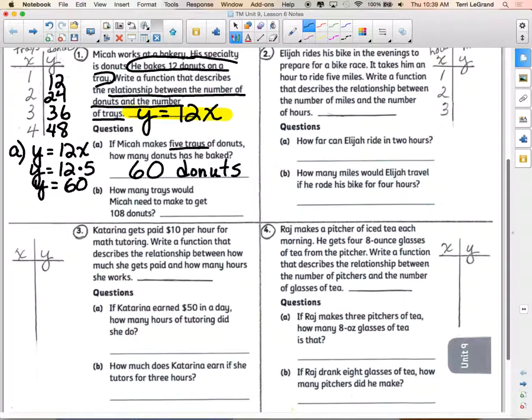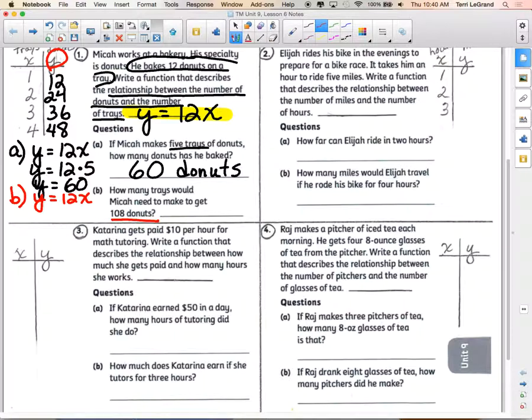Okay, part B. How many trays would Micah need to get 108 donuts? So part B, use our, hopefully you're not writing too big, like I kind of got a little carried away. It looks like I didn't leave myself much space. Here's our function, y equals 12x. What's the y and what's the x again? The y is representing what? What's y in this situation? The output, the number of donuts. And x is the number of trays.